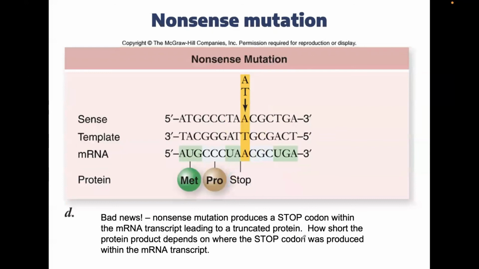Next, for the nonsense mutation produces a stop codon. Again, ano ba yung stop codon natin? Dapat kasi meron lang point kung saan mag-o-occur si stop codon, okay? During the translation. Kunwari, dito pa dapat si stop codon. Pero pagka nagkaroon ka ng nonsense mutation, nandun pa lang sa kalagitnaan ng translation, magkakaroon na ng stop, which is not a good thing. Stop codon within the mRNA transcript leading to a truncated protein. How short the protein product may be depends on where the stop codon was produced within the mRNA transcript.